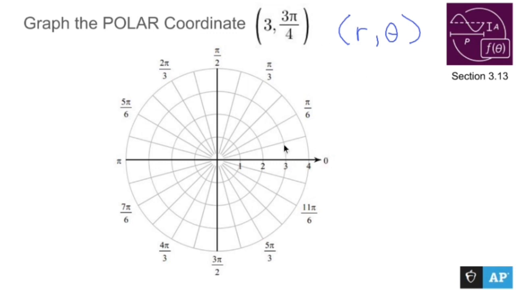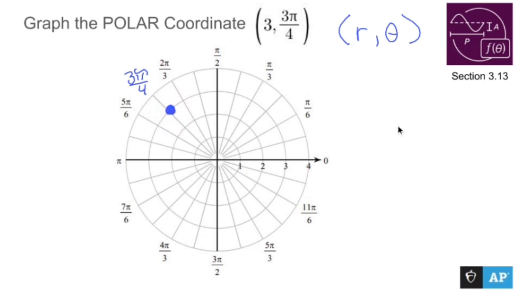So what I do is I start from 0 and I go to 3 pi over 4, which I don't have labeled, but I know 3 pi over 4 is this guy right here. And so this is the line that represents the angle 3 pi over 4. And then since 3 is the magnitude, I'm going to go 1, 2, 3 units away from 0, 0, the pole.